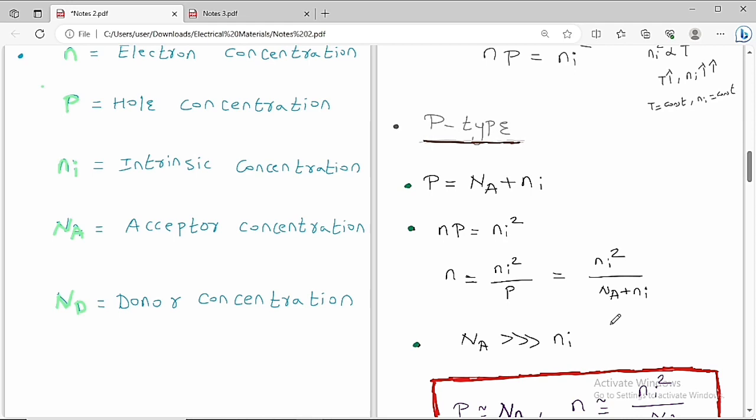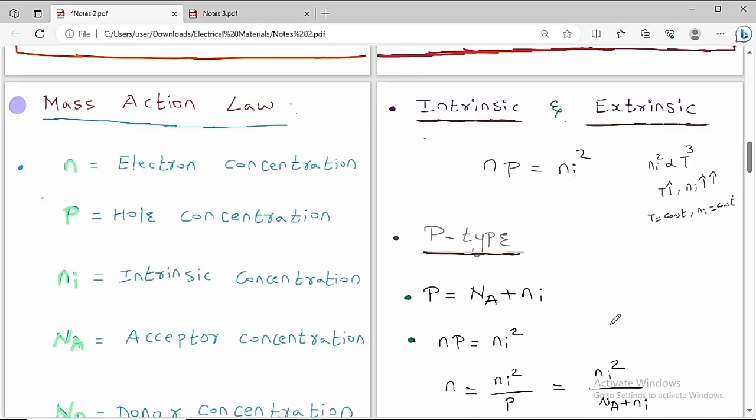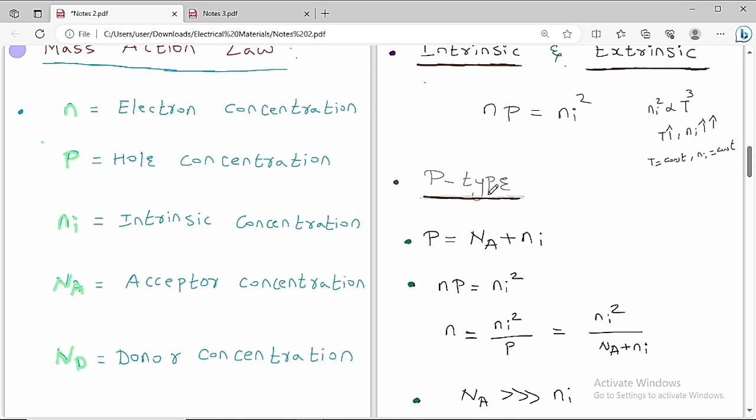Now we will do the analysis for the extrinsic semiconductor. In the case of extrinsic, we have two types: one is the P type and the other is the N type. So first I will go for the P type semiconductor. I've already told you that in a P-type semiconductor, the holes are more than the electrons. Holes are the majority carriers and electrons are the minority carriers. So what is the hole concentration equal to?